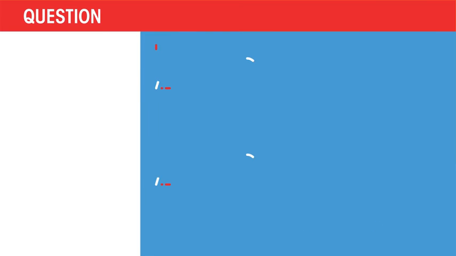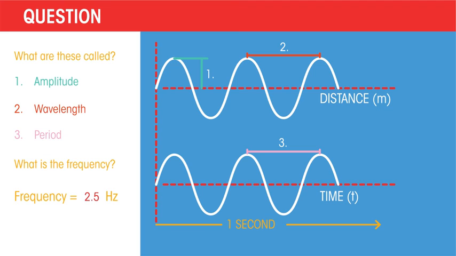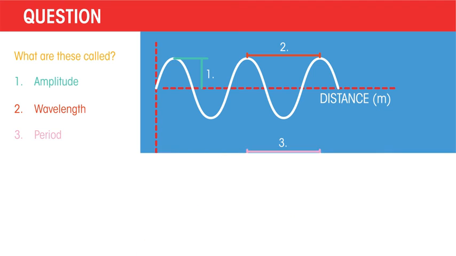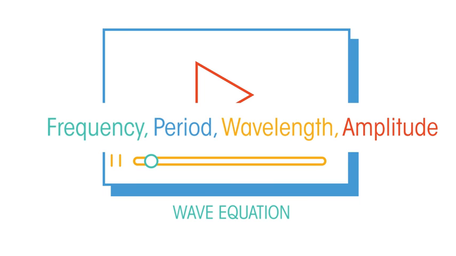Can you add the labels to these waves and work out the frequency? Notice that the top one is distance and the bottom one is time. Pause the video, work it out and click play when you're ready. Did you get them right? In another video, we'll be looking at wave speed equation and connecting wavelengths and frequencies. For now, you just need to know what these four key words mean.